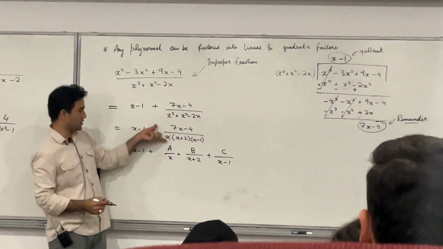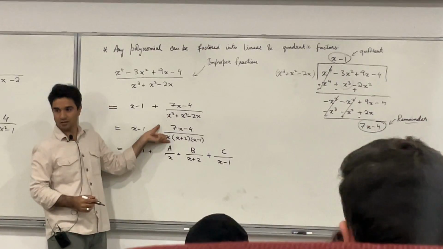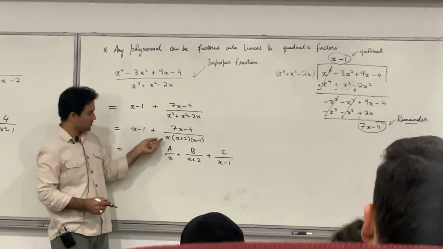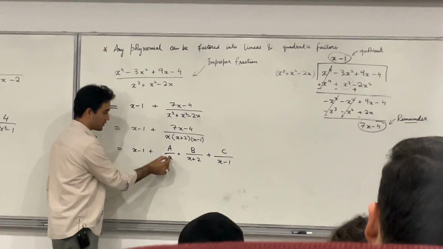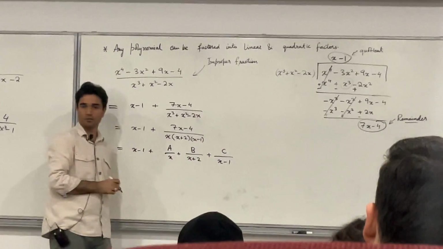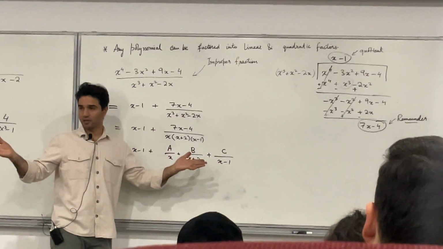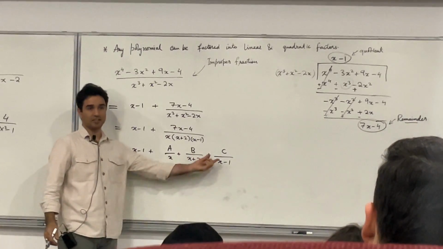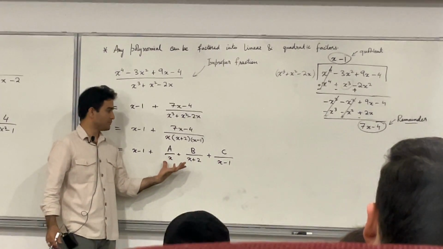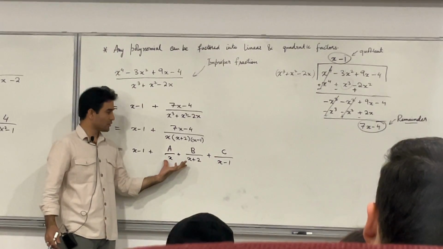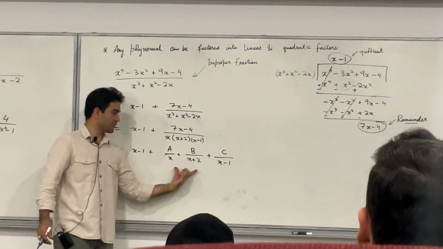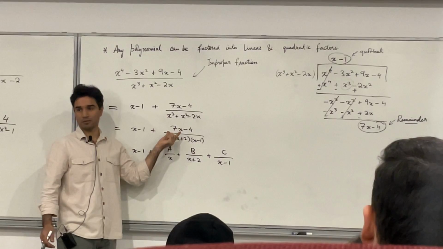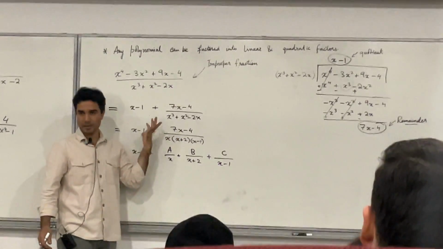So we're saying this expression, 7x minus 4 over this whole thing, can be written as basically every one of the things in the denominator gets its own denominator, and it splits the whole thing up, right? And then these are very easy to integrate. So the question is, what are a, b, c given that we want 7x minus 4 on top?